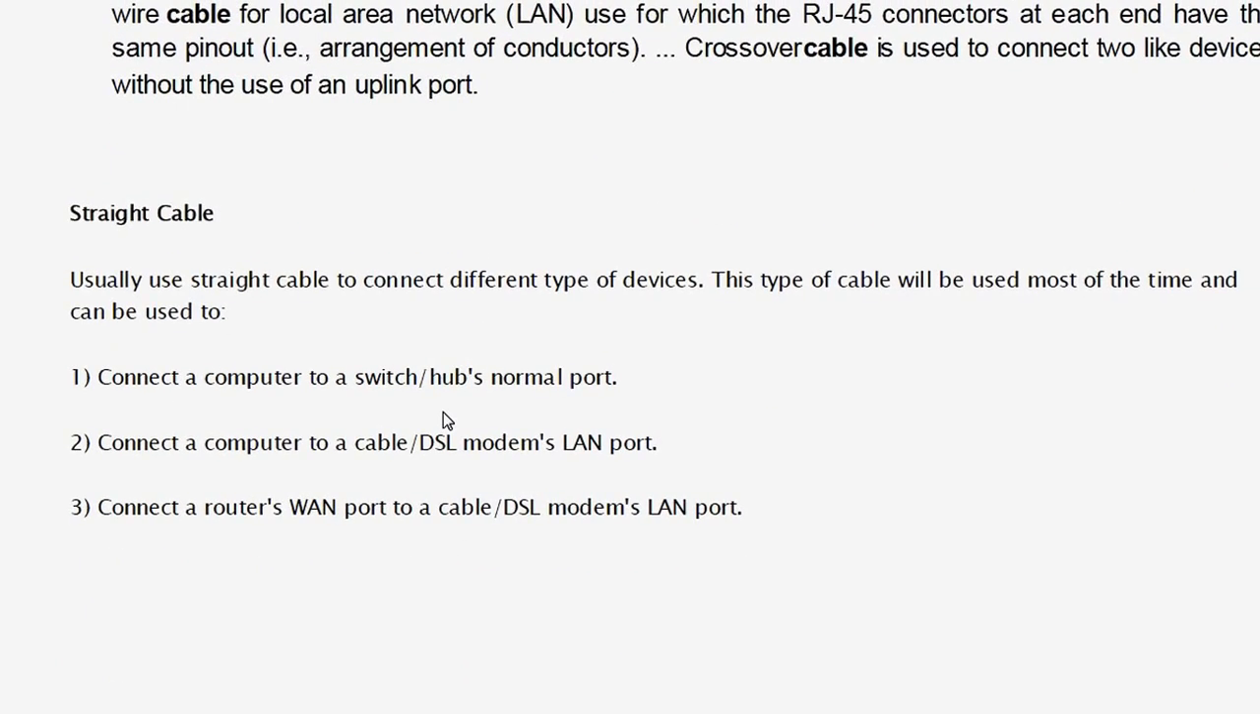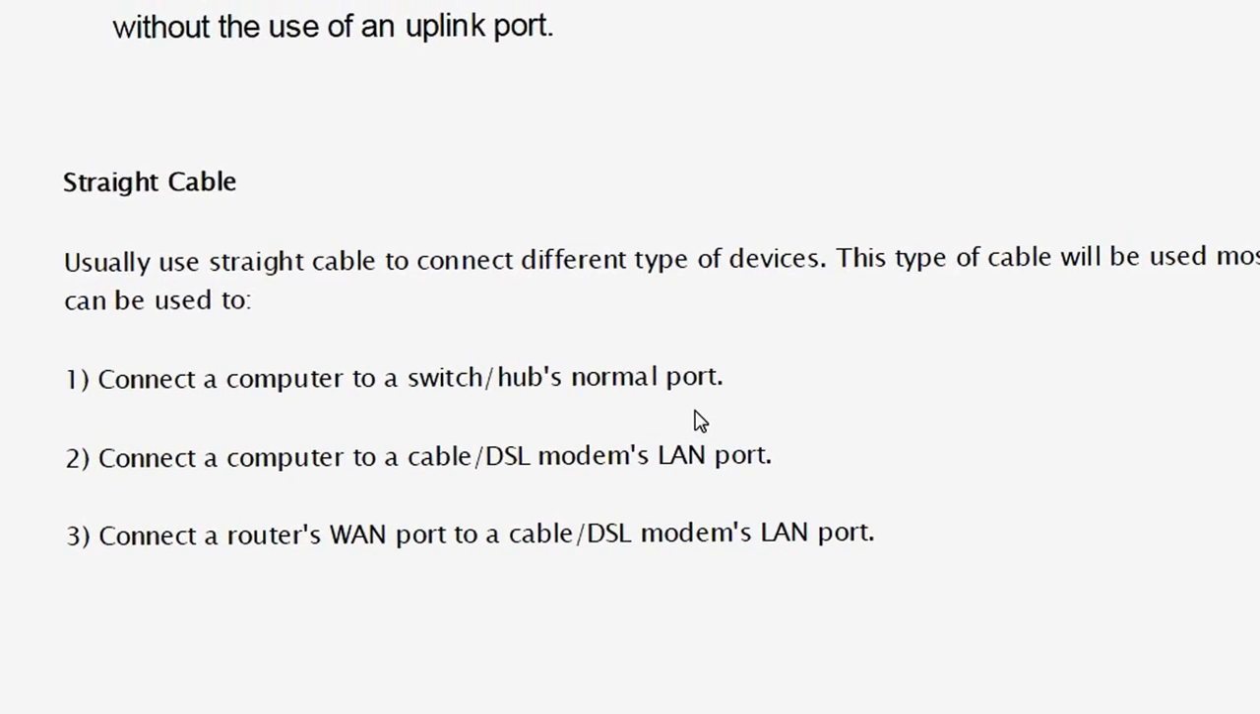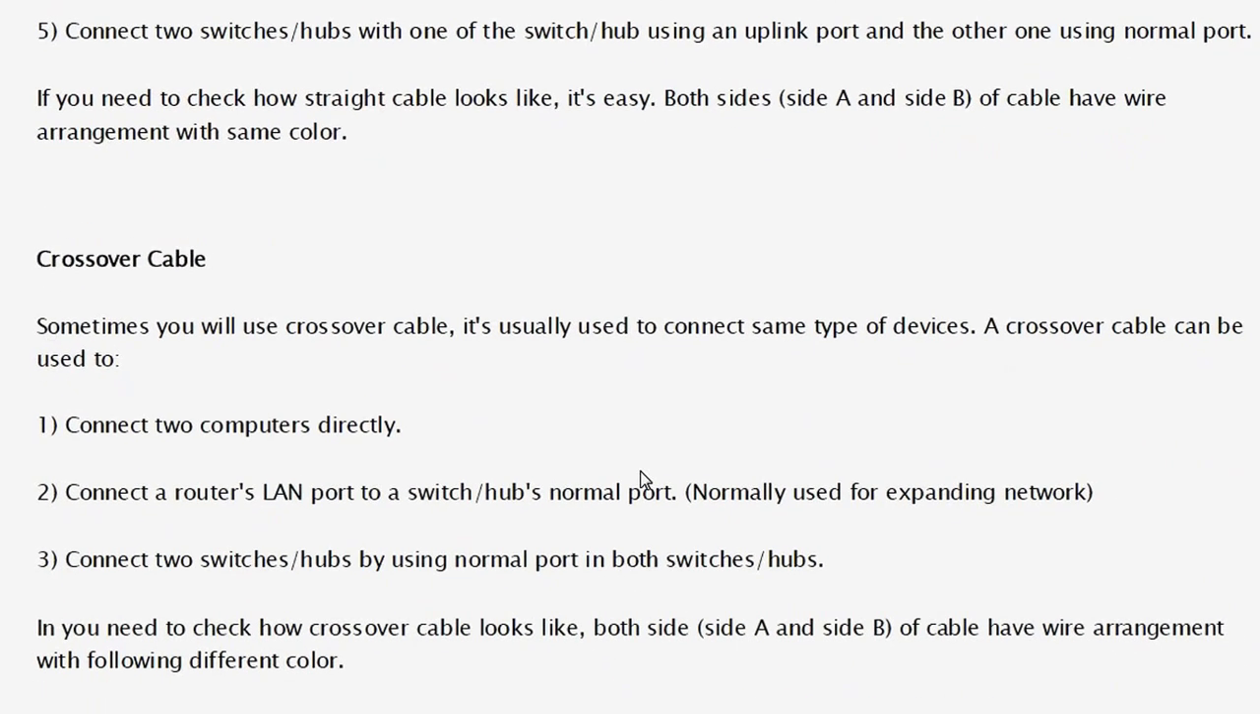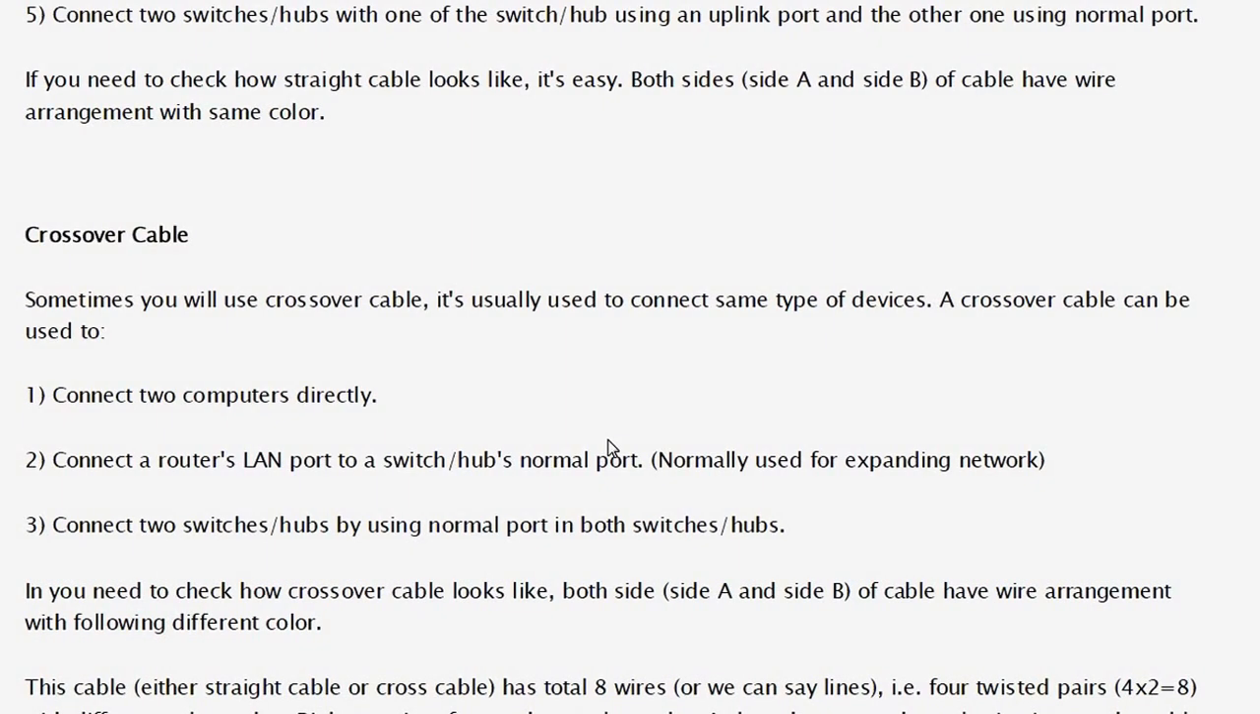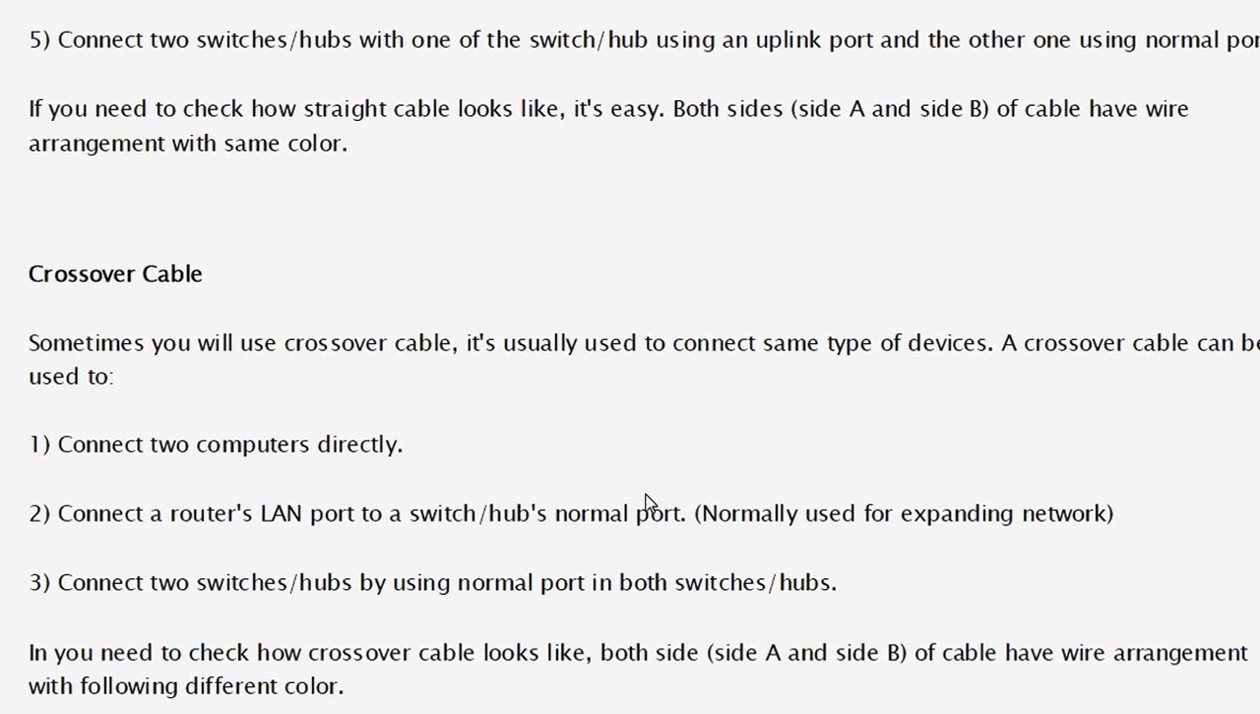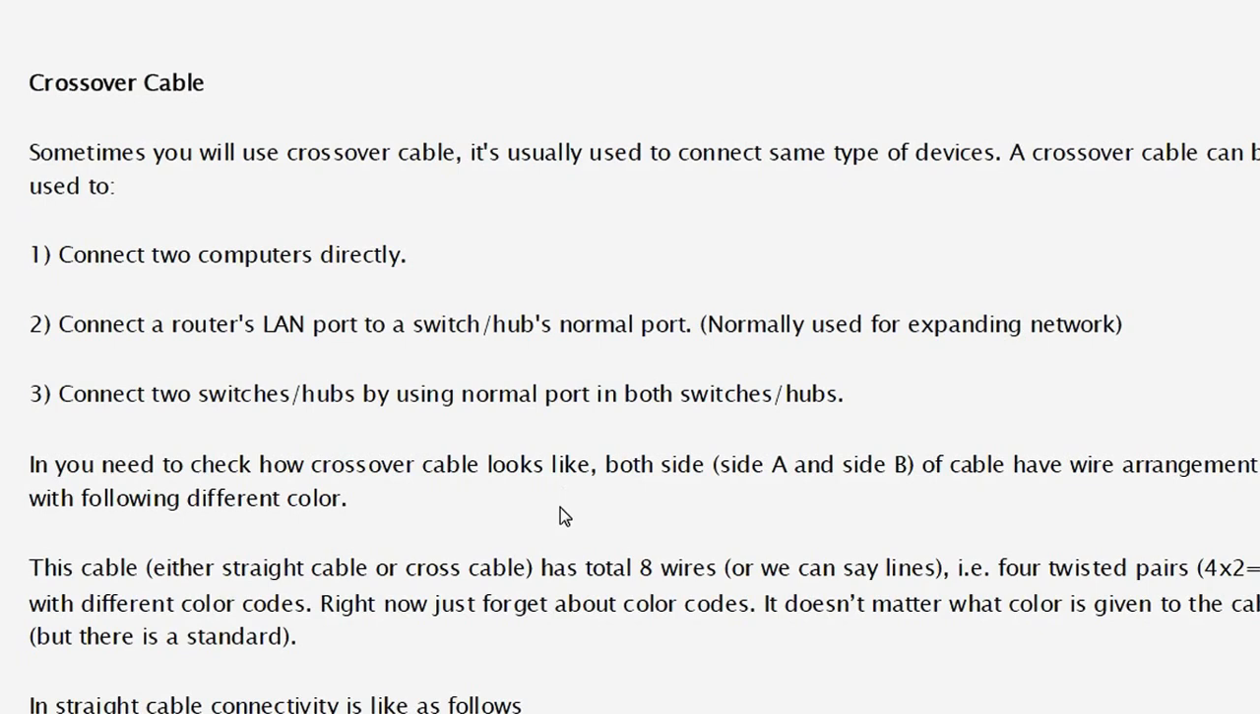Pin 1 of the registered jack at one end is connected to pin 1 of the other end of the LAN cable, and so a straight cable is used to connect computers to a hub. Normally it connects a computer to a hub or a switch, or is also used to connect a computer to the DSL modem or LAN port, and it helps connect the router's WAN port to the DSL LAN port. Whereas a cross cable is used to connect two computers directly, or it helps connect a router LAN port to the switch or hub's normal port, and connect two switches or hubs directly.